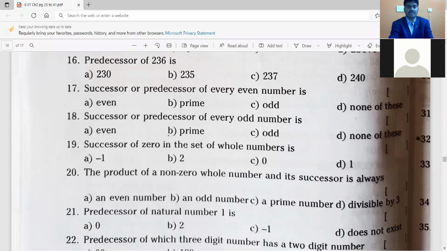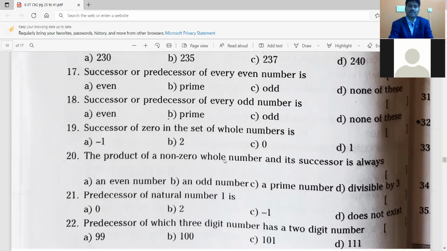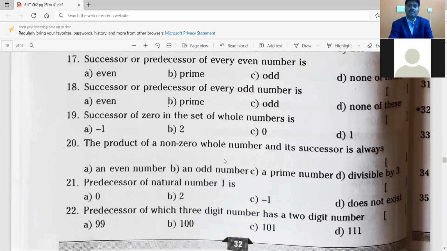Successor of 0 in the set of whole numbers. Successor means next number, so 0 plus 1 is 1. Predecessor we don't have. The product of a non-zero whole number and its successor is always even. Non-zero means take 1 or 2 or 3. I will take 2 and its successor. The successor of 2 is 3. 2 times 3 is 6, an even number.